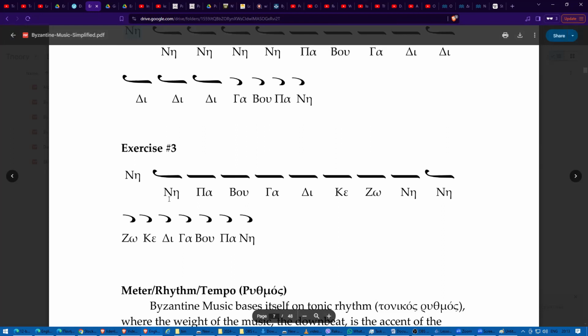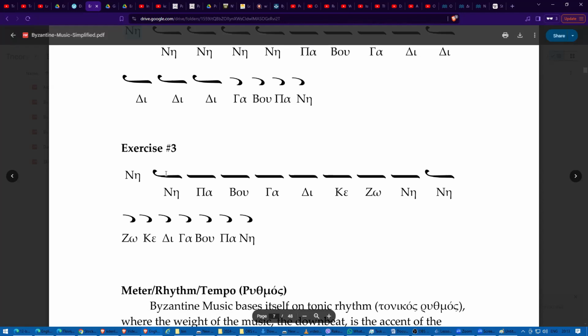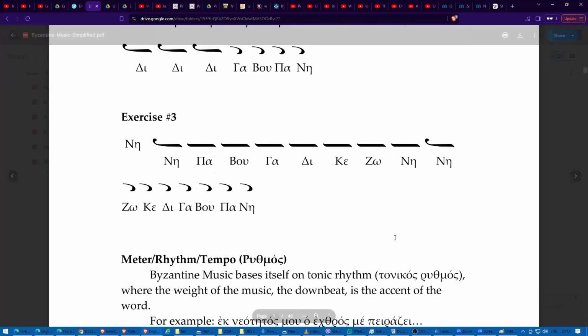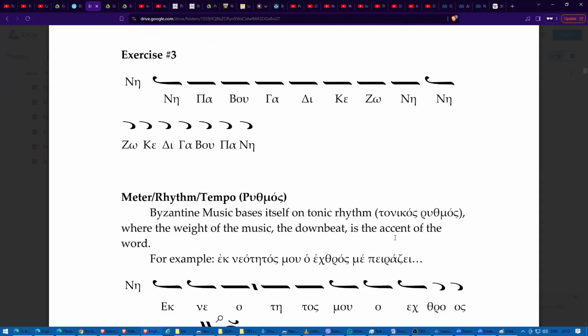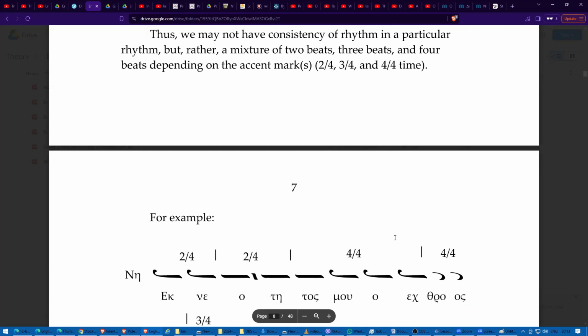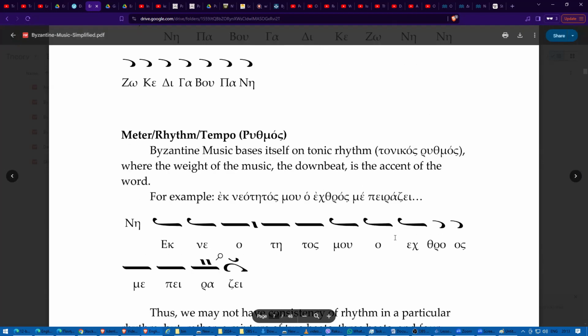Ni, pa, vu, ga, vi, ke, zo, ni, zo, ke, vi, ga, vu, pa, ni. Thank you, Maria. I hope you were reading the characters there rather than the Greek notes. But yeah, in general, this is the nature of the exercises.